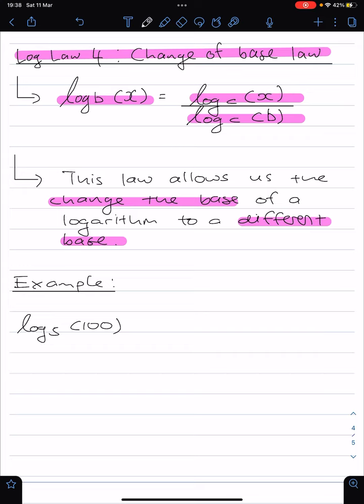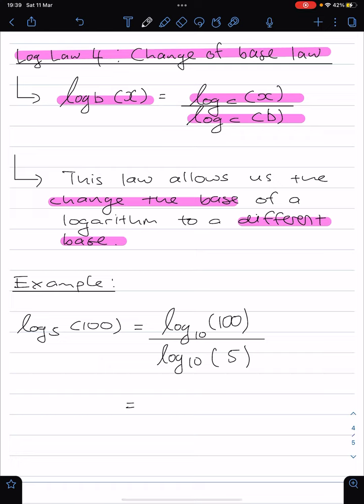In our example, we have log 5 (100). We could change this to log 10 (100) divided by log base 10 of 5, which was our original base. When we do this, we then get log 10 of 100 to be equal to 2.